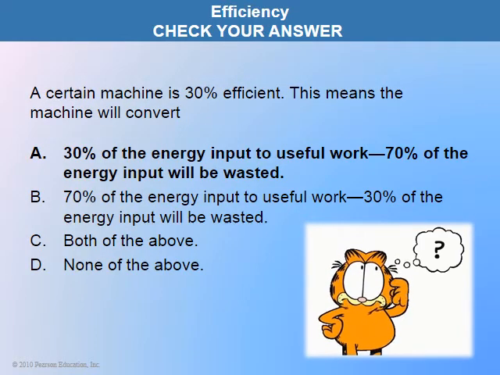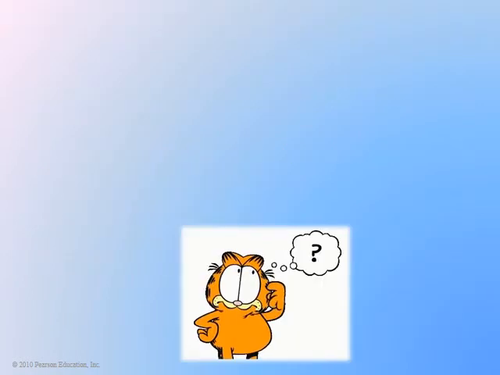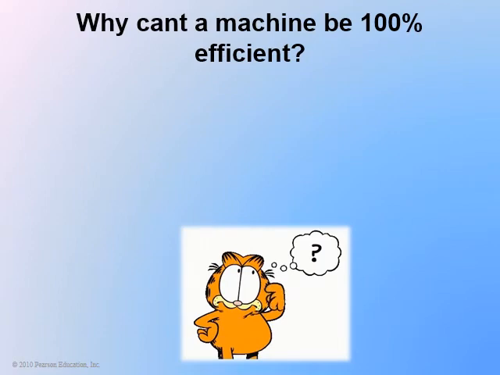Very good. The answer is letter A. Since it says that the machine is 30% efficient, then 30% of the energy input is converted to useful work and 70% of the energy input will be wasted. Excellent, girls. So, why can't the machine be 100% efficient?